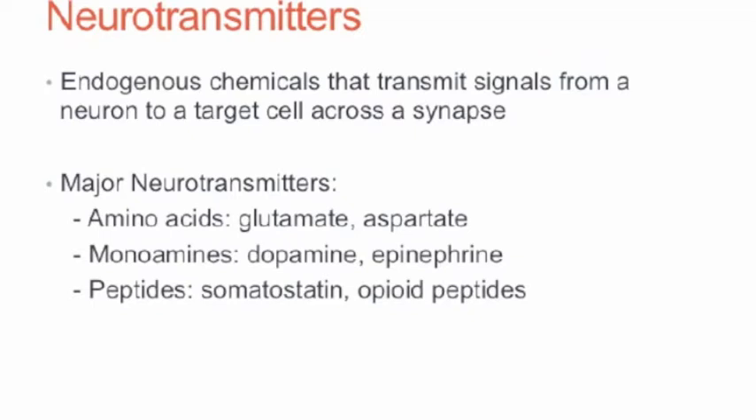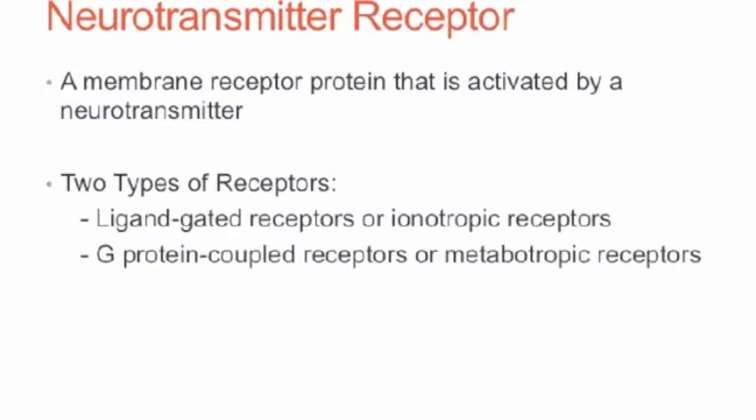Now I will talk about neurotransmitter receptors. Neurotransmitter receptors are membrane receptor proteins that are activated by a neurotransmitter. A membrane protein interacts with the phospholipid bilayer that encloses the cell, and a membrane receptor protein interacts with a chemical in the cell's external environment which binds to the cell. Membrane receptor proteins allow cells to communicate with one another through chemical signals.